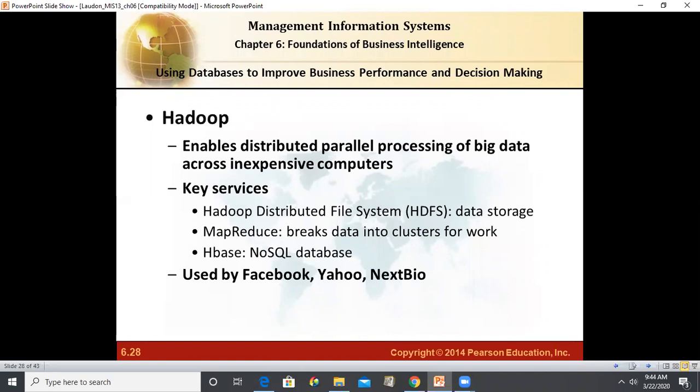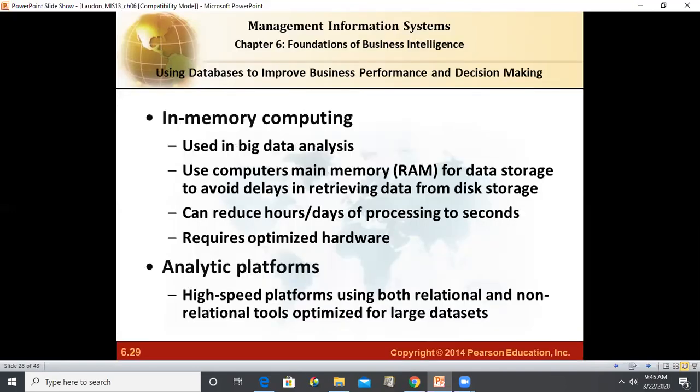It breaks a big data problem down into sub-problems, distributes them among up to thousands of inexpensive computer processing nodes, and then combines the results into a smaller data set that is easier to analyze. It splits it up into pieces. This is usually used by Facebook, Yahoo, NextBio, LinkedIn, and the like.